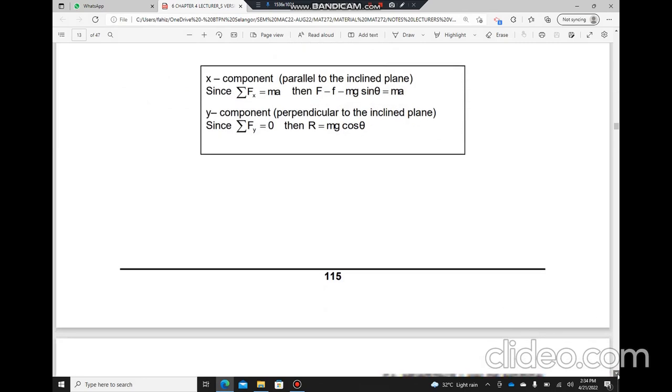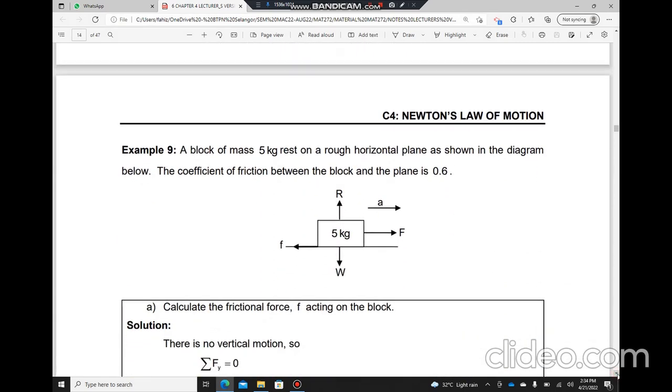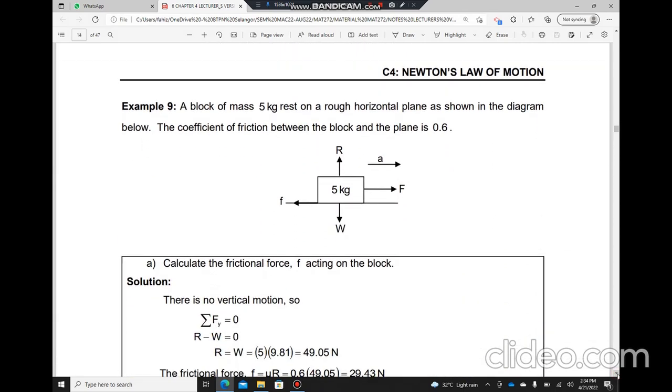Okay, next, let me discuss example 9. A block of mass 5 kg rests on a rough horizontal plane as shown in the diagram below. The coefficient of friction between the block and the plane is 0.6. This value of mu is mu R. Calculate the frictional force F acting on the block. So they want the frictional force.